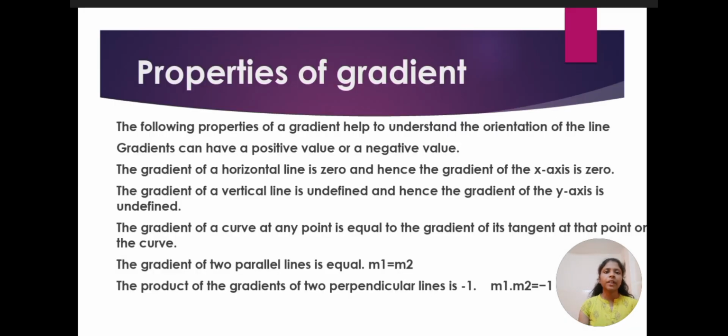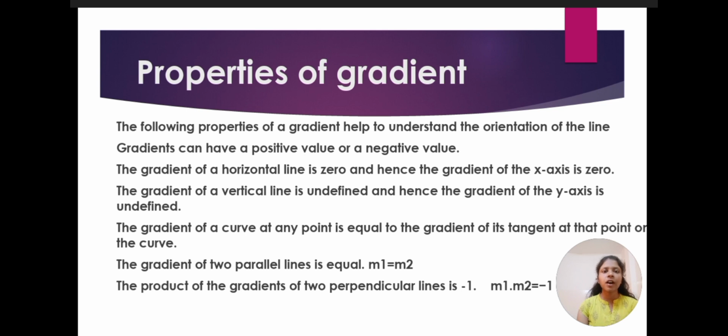Next, properties of gradient. The following properties of a gradient help to understand the orientation of the line. First, gradient can have a positive value or a negative value. The gradient of a horizontal line is 0 and hence the gradient of the x-axis is 0. The gradient of a vertical line is undefined and hence the gradient of the y-axis is undefined.